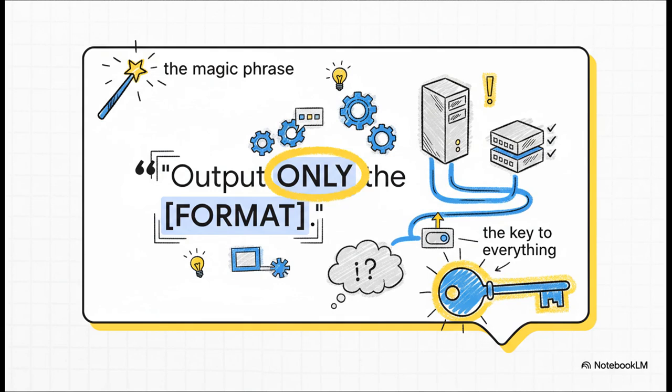Here it is, the magic phrase. It really is this simple. By adding "output only," and then your format, you flip that switch. You go from helpful assistant mode straight into data machine mode. This one little command, it's the key to everything.